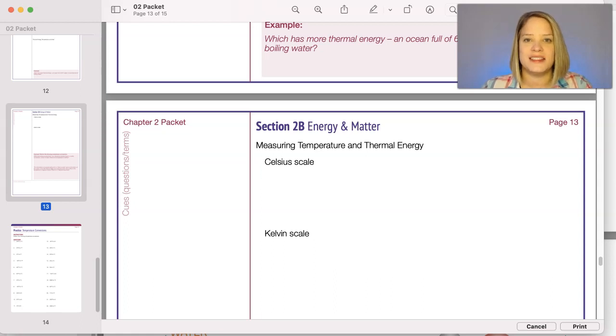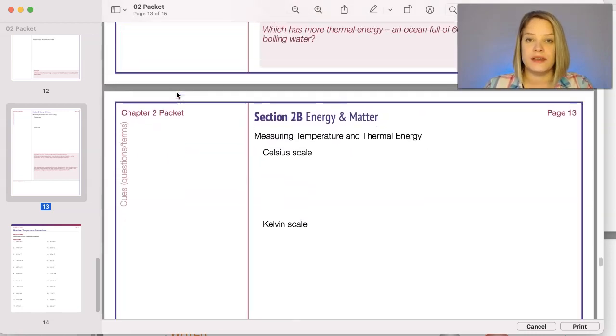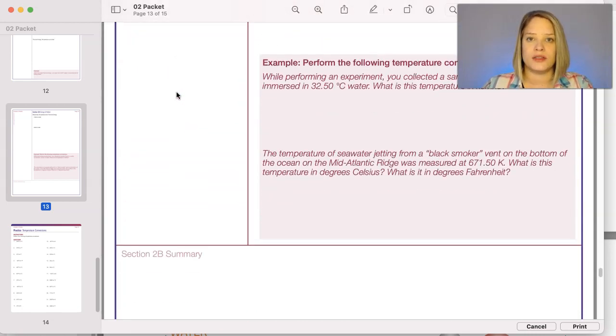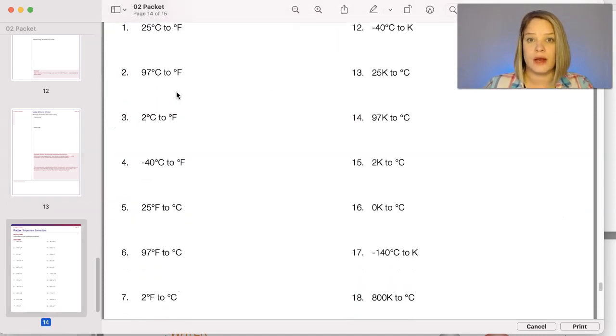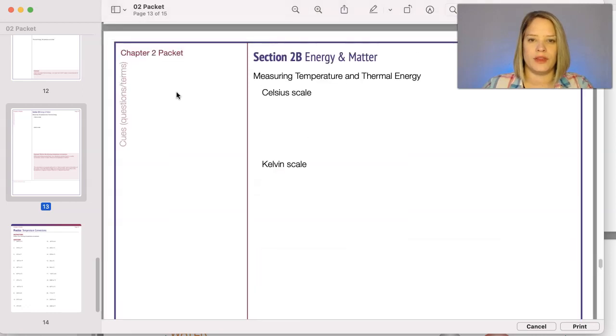Hey chemistry class, today we're going to finish our notes for section 2B. So you'll need this page here with the temperature scales, that's page 13, and you'll also be continuing on and doing some practice problems on page 14 before you go on and do your homework for the day.